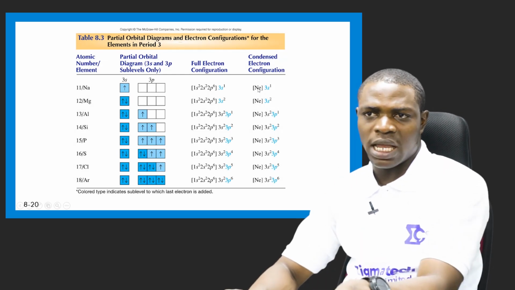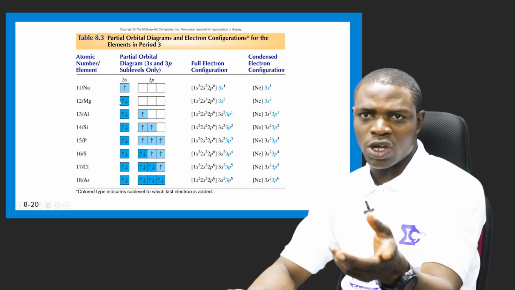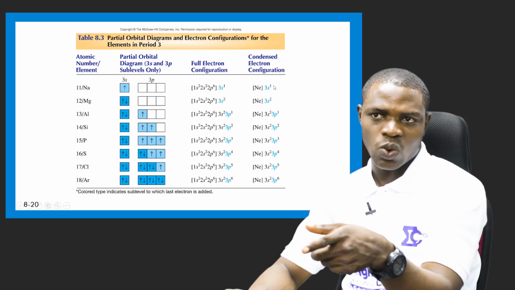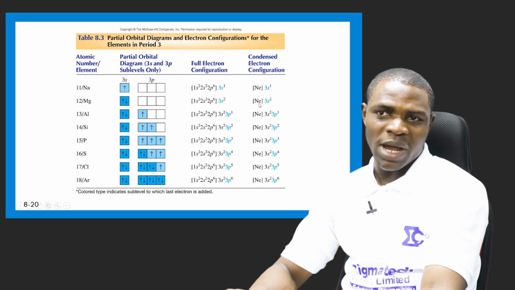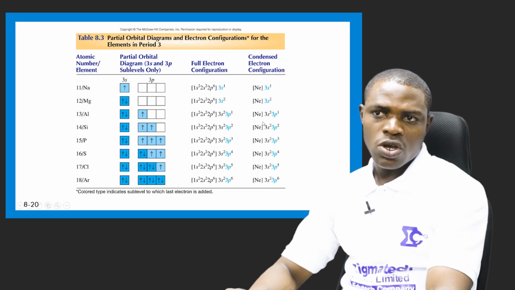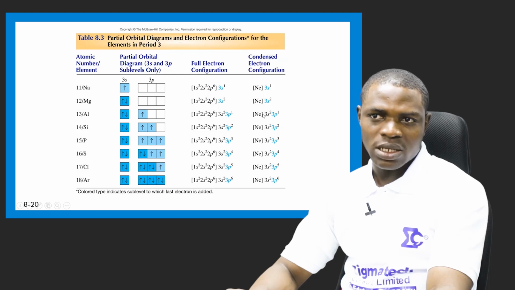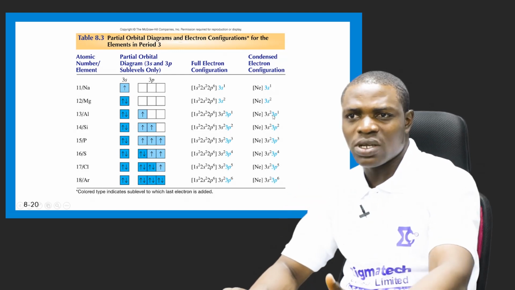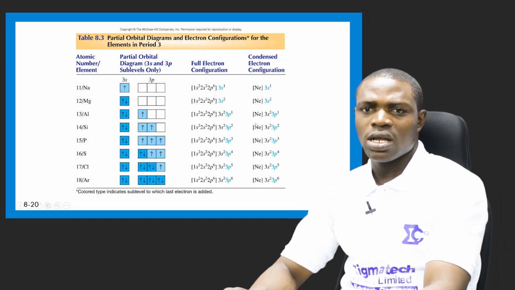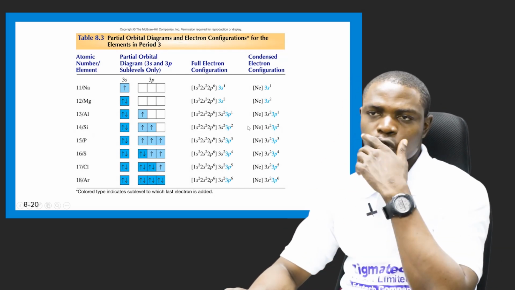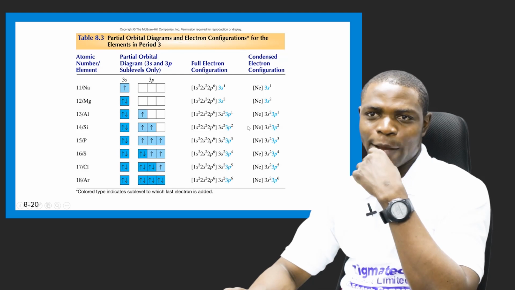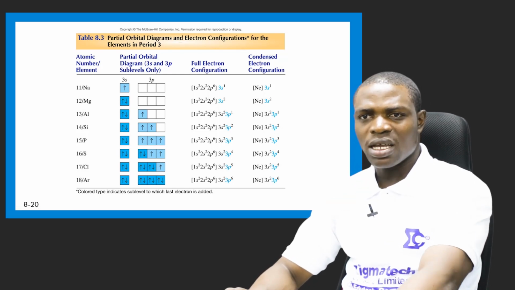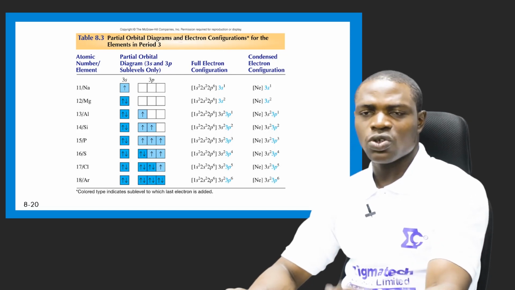So you put neon in brackets. Now sodium is 11. It means 11 minus 10, that's 1, 3s1. Then 12 minus 10, 2, 3s2. 13 minus 10, 3, 3s2, 3p1. So that's how you follow. That's the sequential order. You must follow this order for you to be able to do the right thing, applying the correct principle and getting the best result you can ever get.